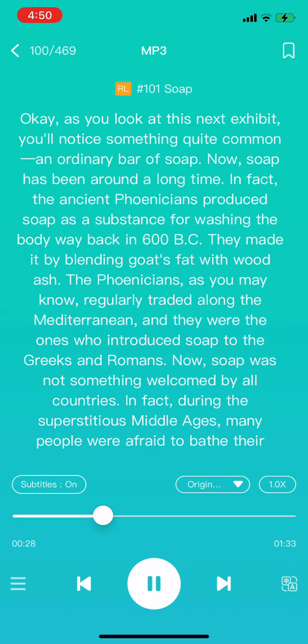the Greeks and Romans. Now, soap was not something welcomed by all countries. In fact, during the superstitious Middle Ages, many people were afraid to bathe their whole body too frequently. They thought it could be dangerous for their health, that it could even kill them. And even after the production of soap became common in some European countries in the 11th and 12th centuries, even then some people in the heart of Europe refused to use it.